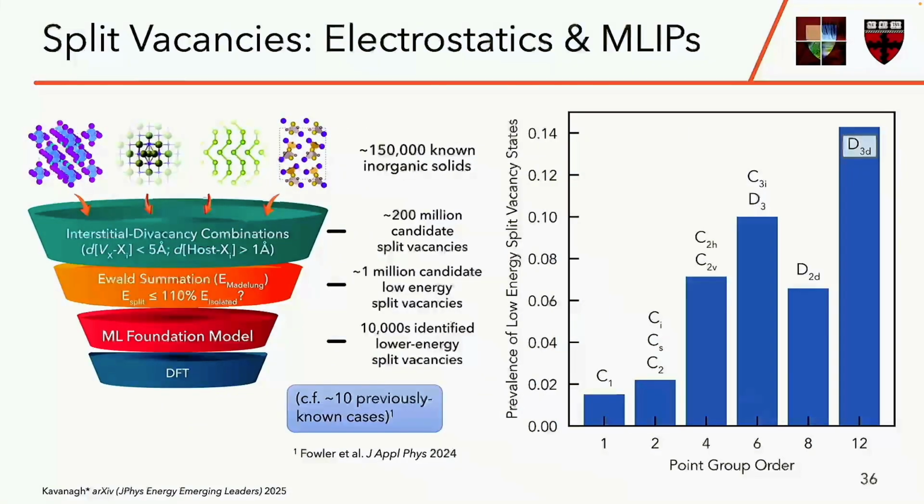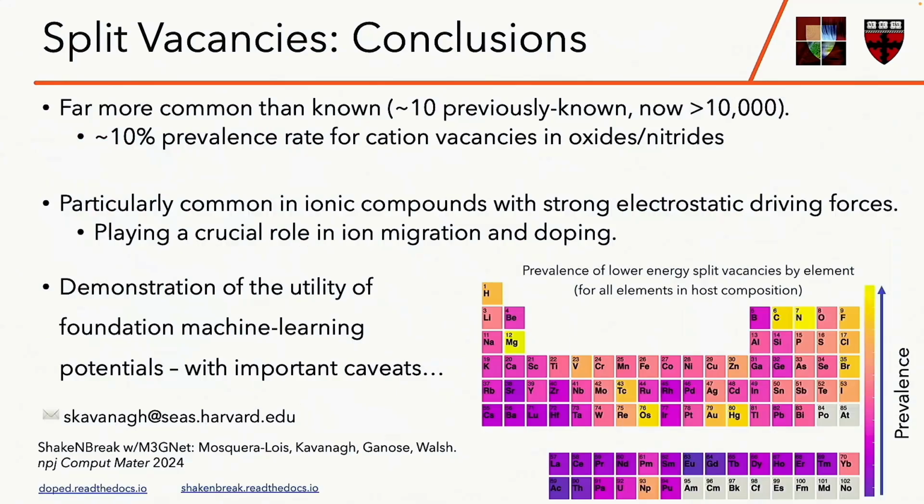Looking at the correlating properties with the prevalence of these energy lowering reconstructions, the clearest trend I find is with the point group symmetry of the cation site, where higher symmetry sites, as quantified by the point group order or number of symmetry operations, correspond to greater prevalence of low energy split vacancies. This is likely related to the fact that the higher symmetry sites come with a greater electrostatic loss and more unfavorable dangling bonds. And so in those cases, split vacancy states are more likely to reduce the electrostatic energy.